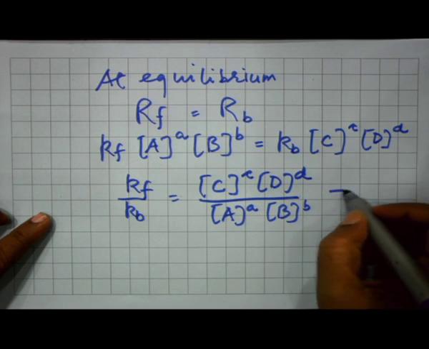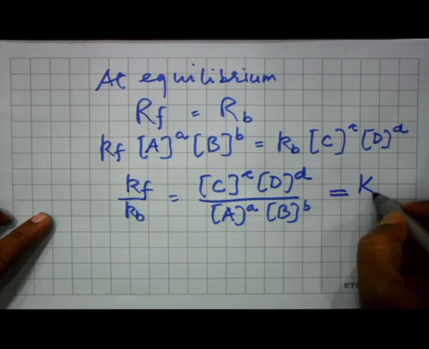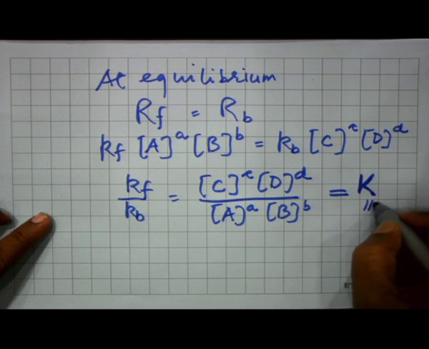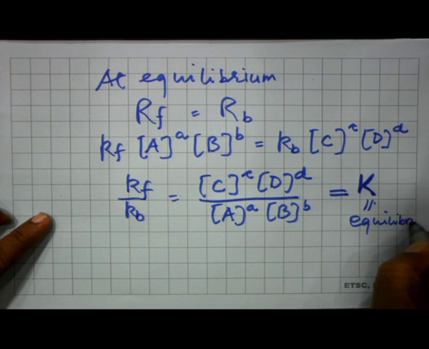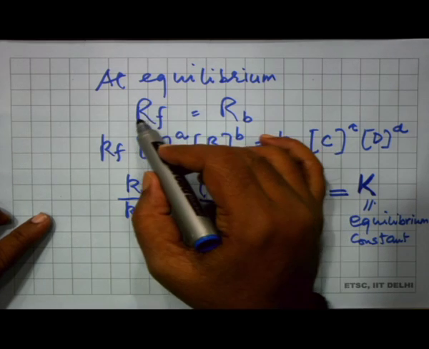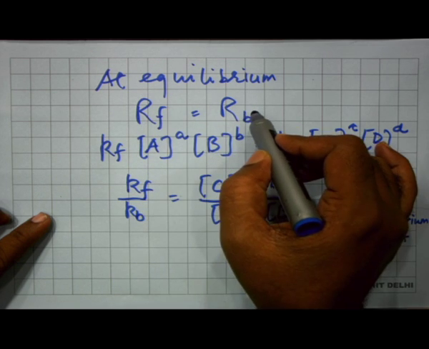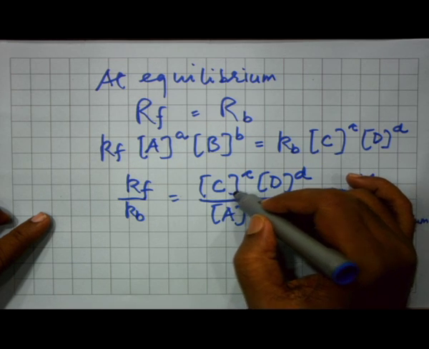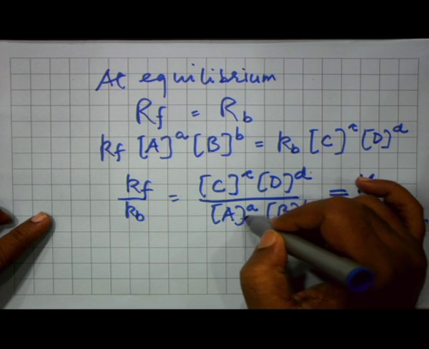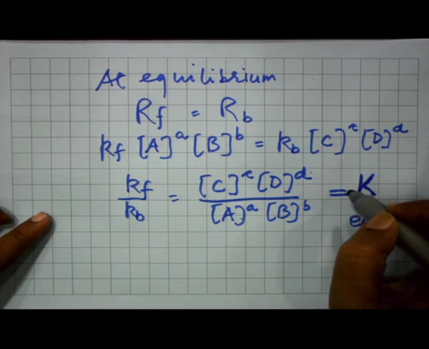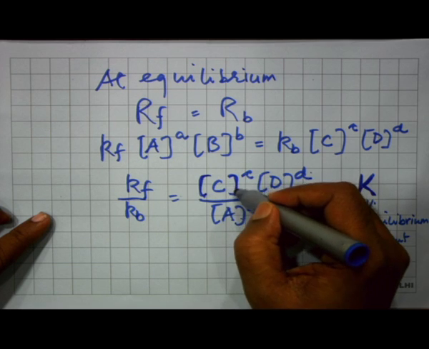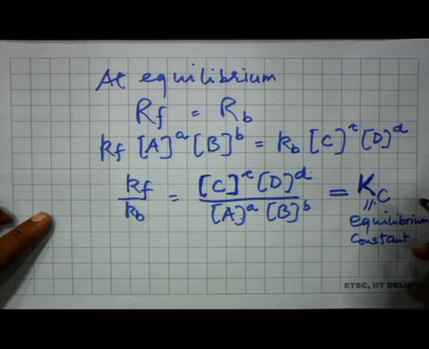And since Kf and Kb are constant, you can write K, and this K is called the equilibrium constant. So, you can see that if I use the condition Rf is equal to Rb, then we get this formula where [C]^c [D]^d divided by [A]^a [B]^b will give you a constant, and that constant is called the equilibrium constant. And since here we are taking concentration, this is also known as Kc.